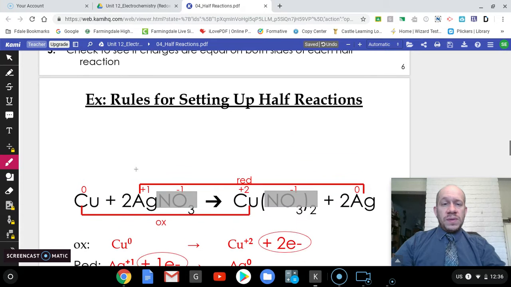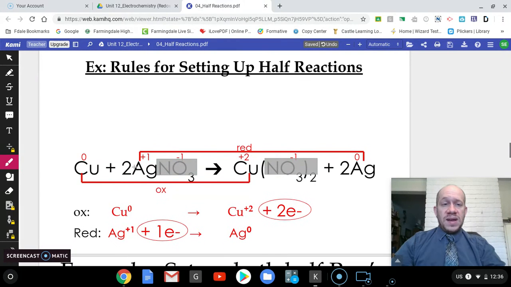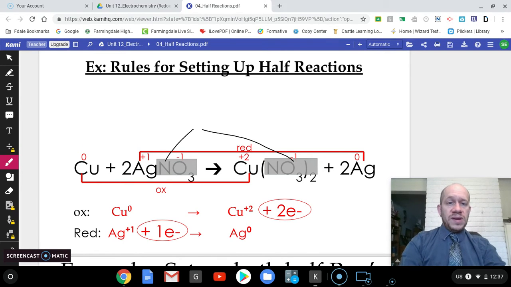So, for example, we'll go through the steps. Step 1, assign all the oxidation numbers. So here, copper is 0, silver is +1, and nitrate is -1. On this side, copper is +2, nitrate is -1, and silver is 0. My nitrate is my spectator ion, so I can take that out. So I'll write NO3 is my spectator. He's just going to watch.